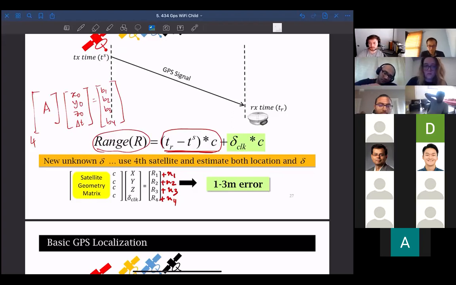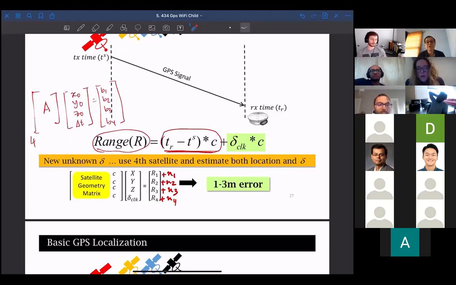Can I ask a question real quick? Sure. What is N1 to N4 here? Oh, this is just noise. When you receive the signal, there will be noise added, which means your measurement has noise in it. Make sense? Professor, I know you have R4 here, but shouldn't R4 be the variable that gets added to R1, R2, and R3? This R4 is the measurement from the 4th satellite. But is that not used to calculate the error?